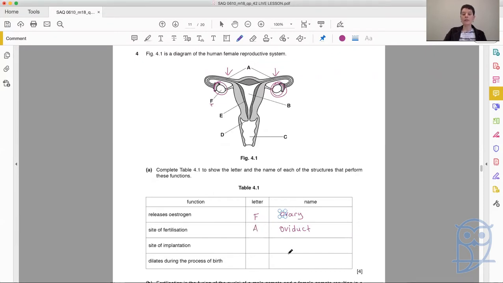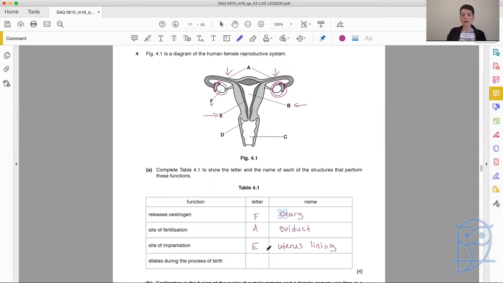The site of implantation. So where does the embryo implant? It implants in the lining of the uterus. And here you've got to have your brain switched on, because if you look at these letters, we've got B is pointing to the uterus, but so is E. And we need to be specific. We can't just say the uterus because there's no point of implantation here at B. The implantation is in the uterus lining, it has to be an E.